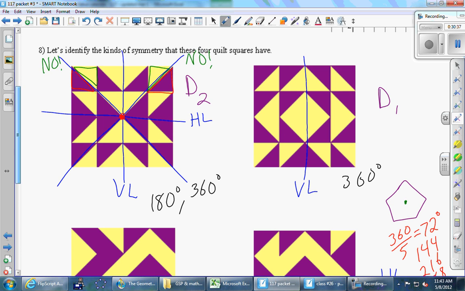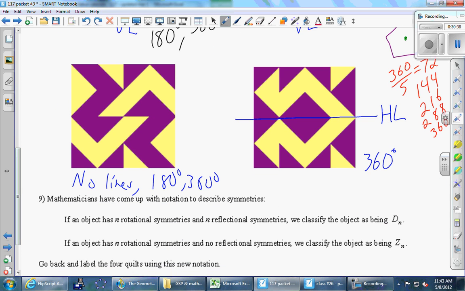When we go down here to this next picture, it has no lines. That makes it the other thing. Okay. So is this a D or a Z? This is a Z. Oh, you guys are better at the Z than the D. That's good. Okay, so this is a Z because it has no lines of symmetry. Z. And the number is how many angles of symmetry it has, which is 2. That is a Z2.